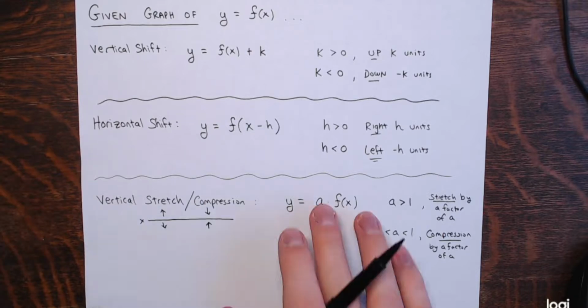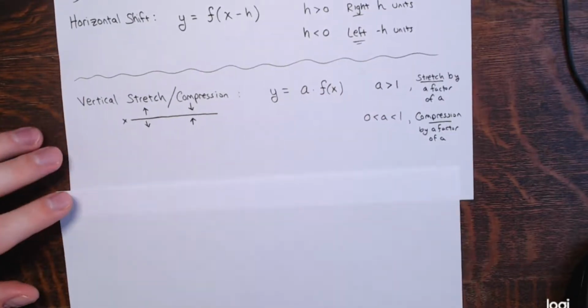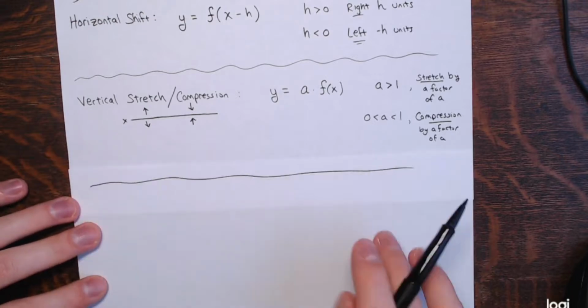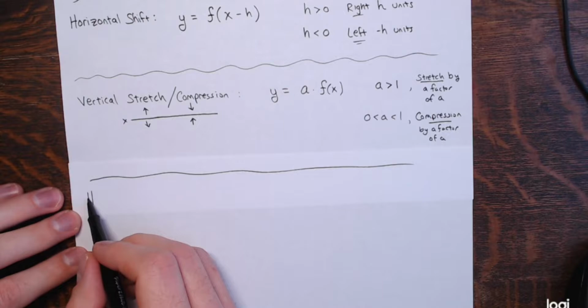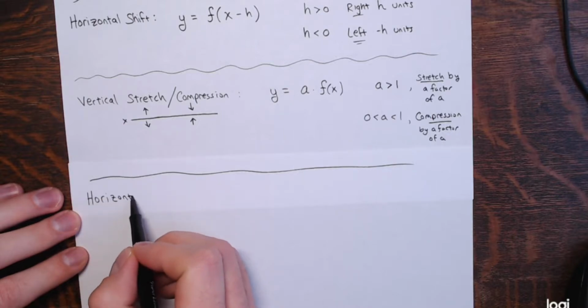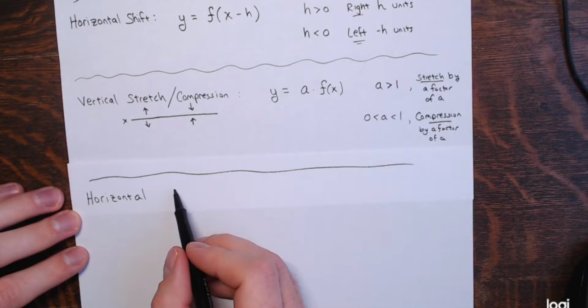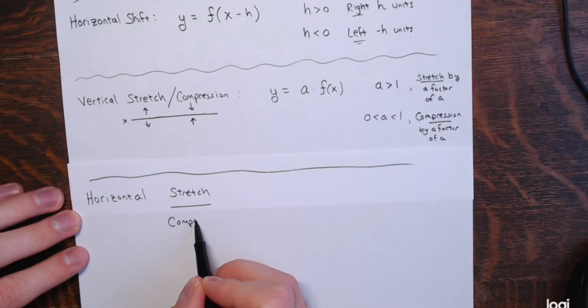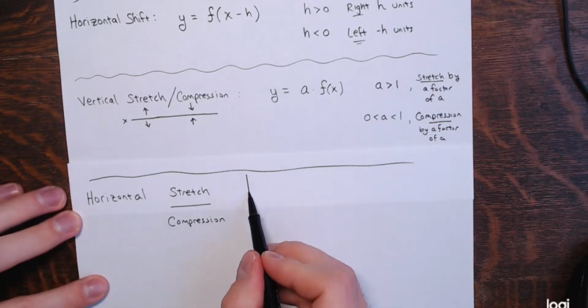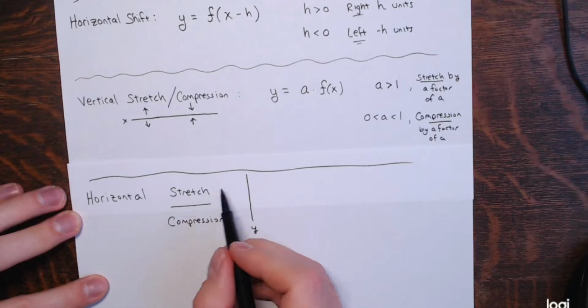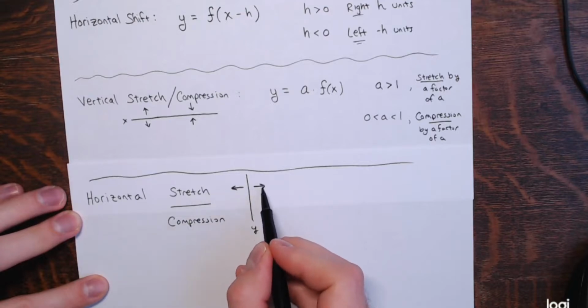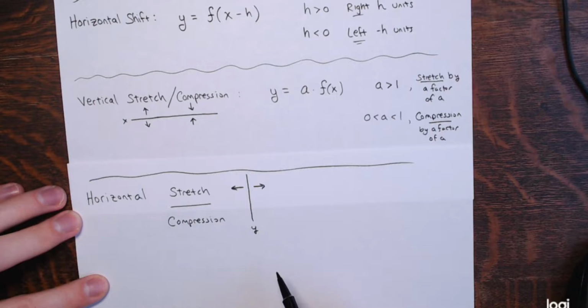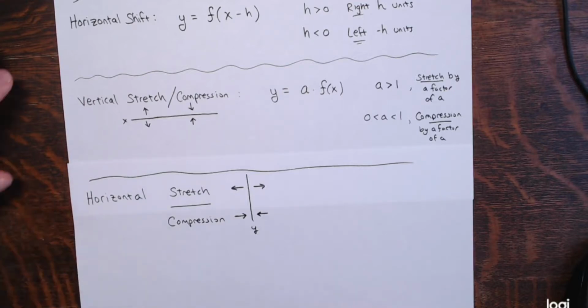All right, then you have horizontal stretches and compressions. Now, this is where you're dealing with the y-axis. A horizontal stretch means the points on the graph are getting pushed away from the y-axis. A horizontal compression means all the points of the graph are pushed toward the y-axis. The distance to the y-axis is smaller.